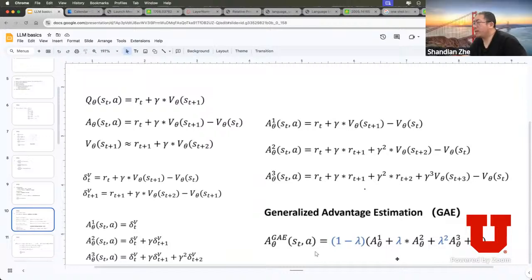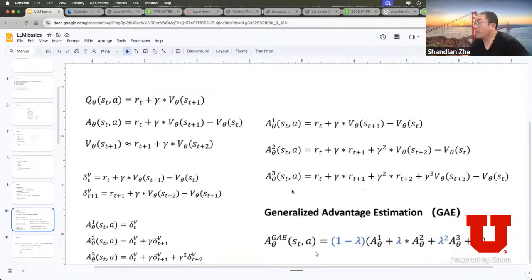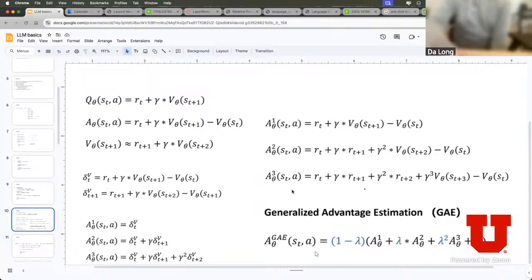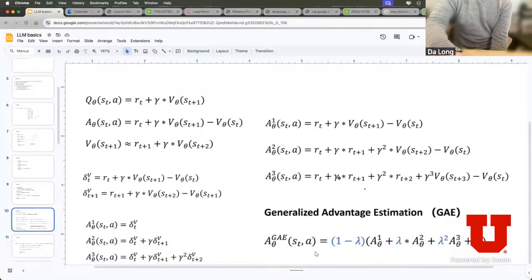And what does lambda mean? Lambda is a coefficient, like how much weight you want to put on each component. Also, is lambda tunable? It's not gamma. Yeah, gamma is not tunable, it's predefined. I see. Yeah, lambda is tunable. So lambda is different from gamma. Yeah, gamma is the discount factor. Okay.